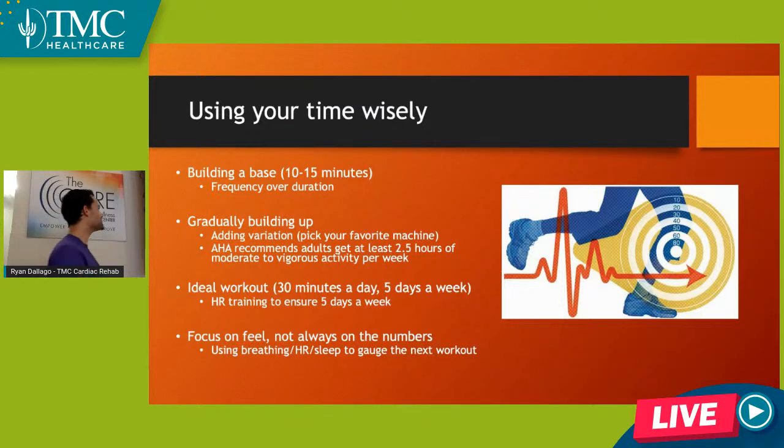The American Heart Association recommends that adults get at least 2 to 2.5 hours of moderate to vigorous activity per week. Ideal workout: 30 minutes a day, 5 days a week. How many people do that? Probably 0. I don't do that, and I'm training for an endurance event.